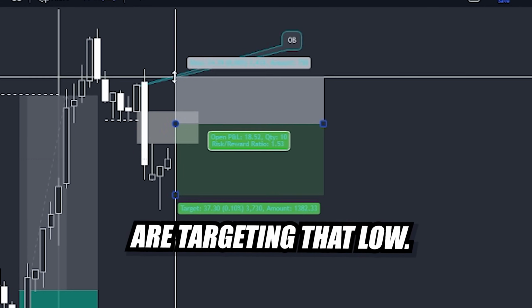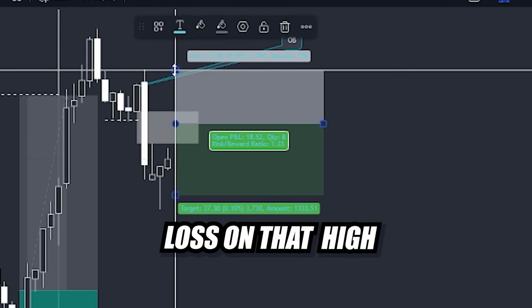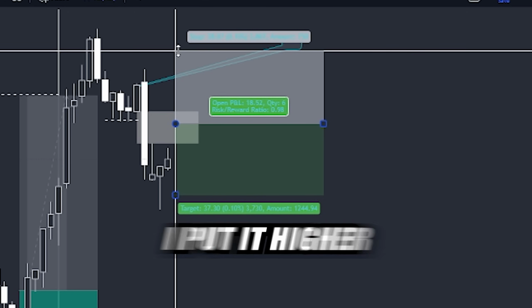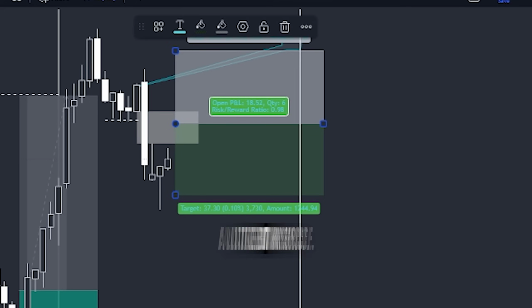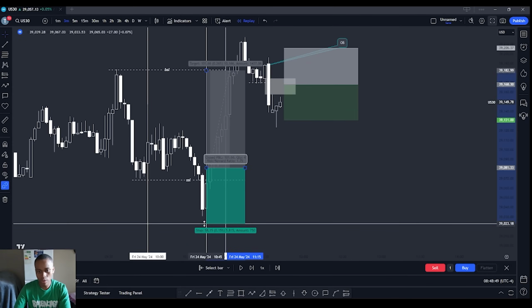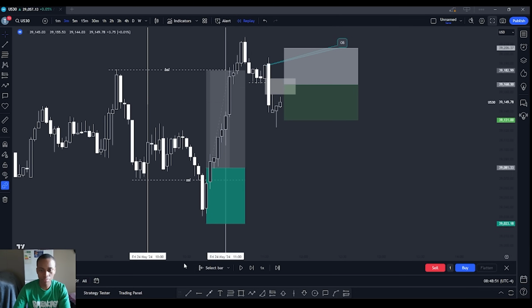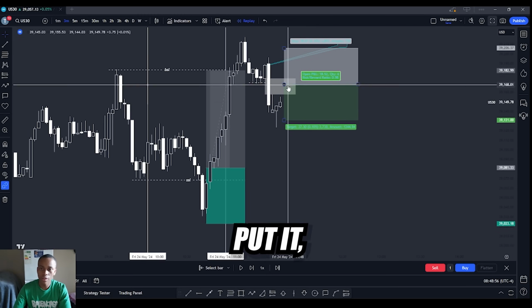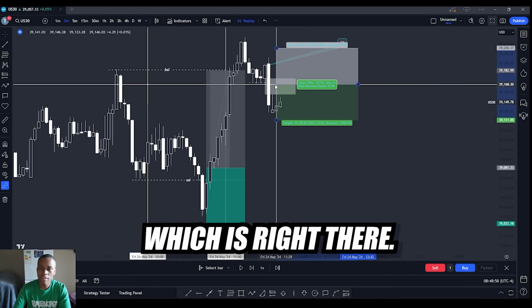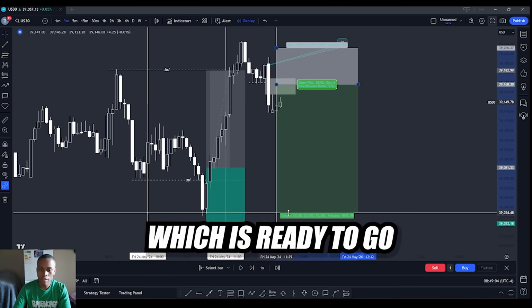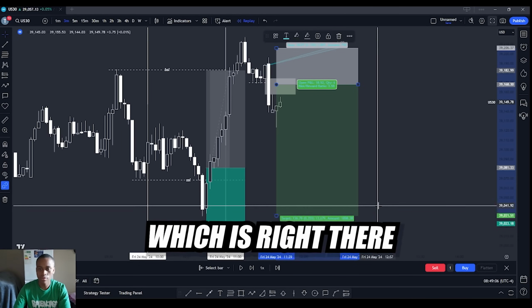We're targeting that low, we put our stop loss on that high. Now the thing is, I don't usually put it on that wick. I put it higher just to give it a little breathing space, right? Even here, I should have put it a little bit lower to give it breathing space in case it wants to come and retest here. Now we are targeting the low there. That's our take profit.